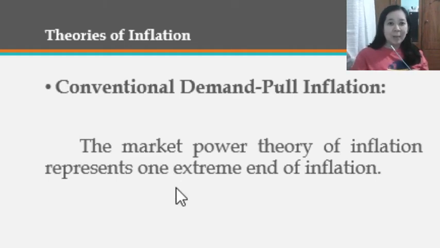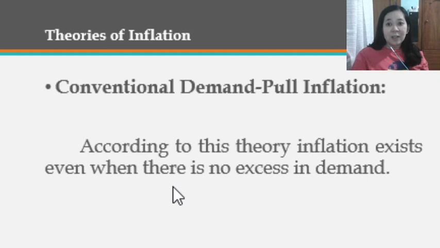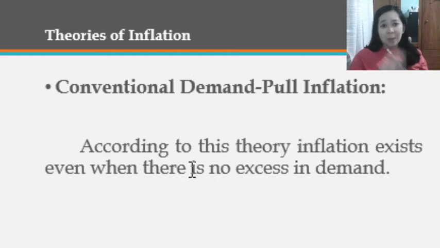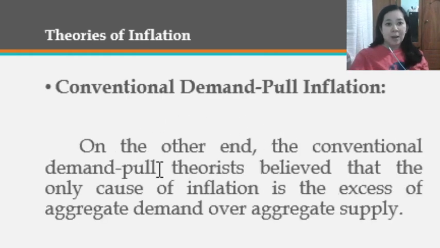In this theory, the market power theory of inflation represents one extreme. According to that theory, inflation exists even when there is no excess in demand. On the other end is conventional demand pull. The first one is the theory we have just mentioned. What about the conventional demand pull theory?